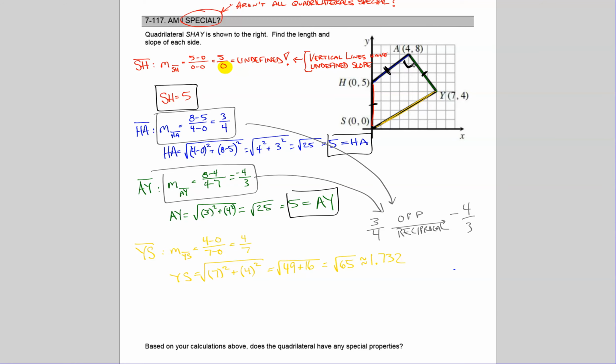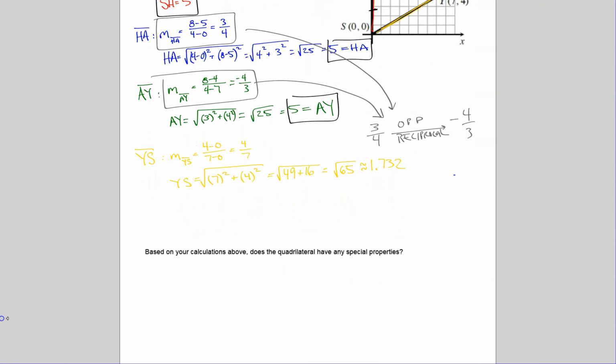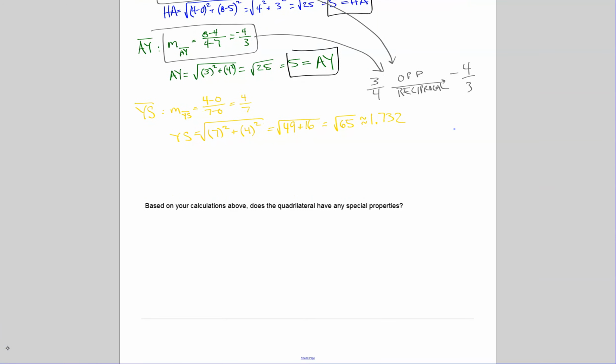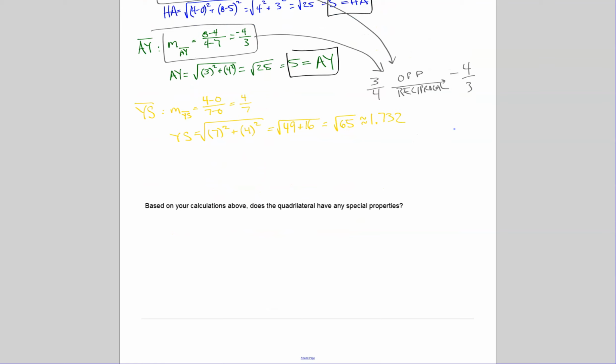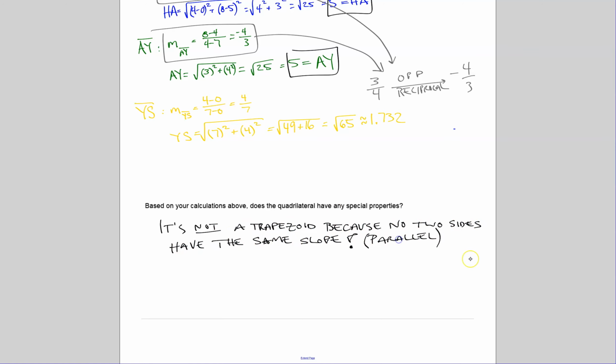Let's now jump down here to the next part of the problem. It says, based on your calculations above, does the quadrilateral have any special properties? Well, the first thing I notice is that it looks like it might be a trapezoid, but it's not. If it was a trapezoid, these two segments, HA and YS, would have to have the same slope. They do not. 3/4 and 4/7 is not equal. So I'm going to make a comment regarding that. Since no two sides have the same slope, there are no parallel segments in this quadrilateral.